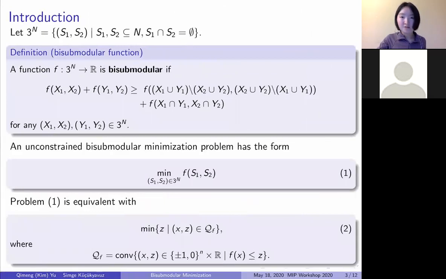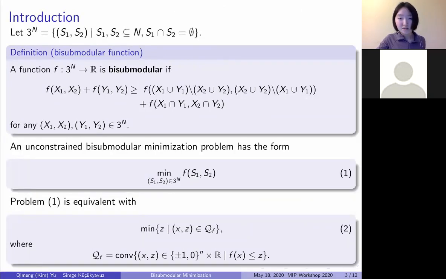For a bisubmodular function, the domain is the collection of pairs of disjoint subsets of n, which we denote by 3 to the n. Note that this bisubmodular definition looks very similar to the submodular definition. There's a slight difference in the union term, which makes sure that the two set arguments are disjoint.